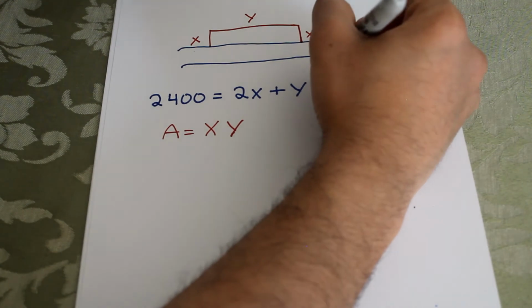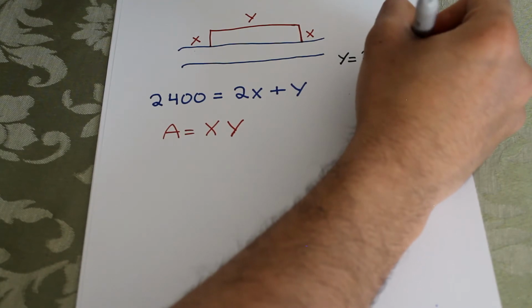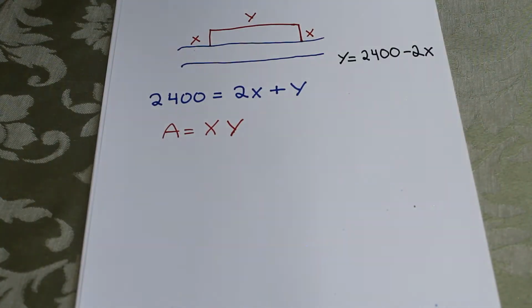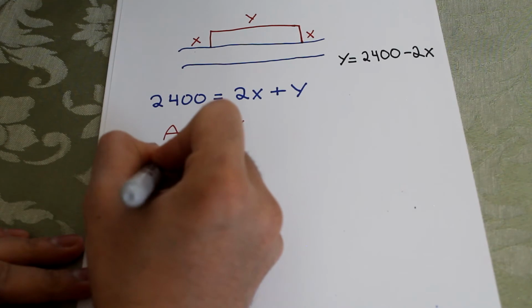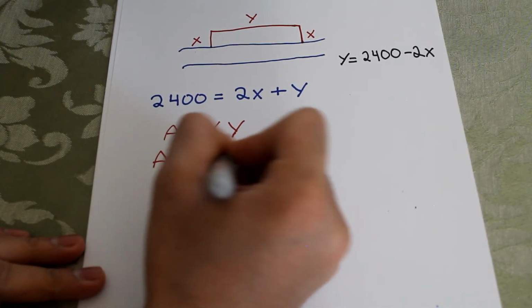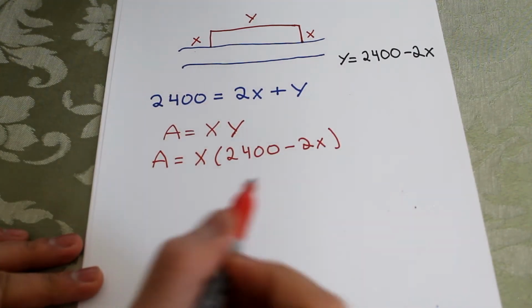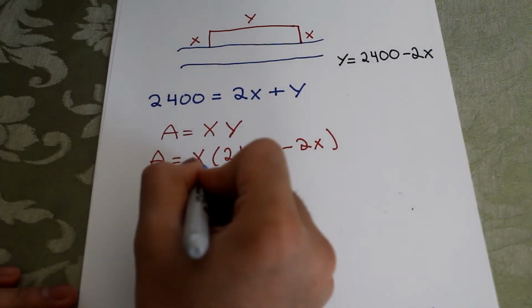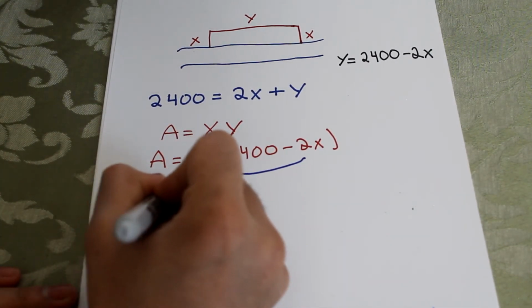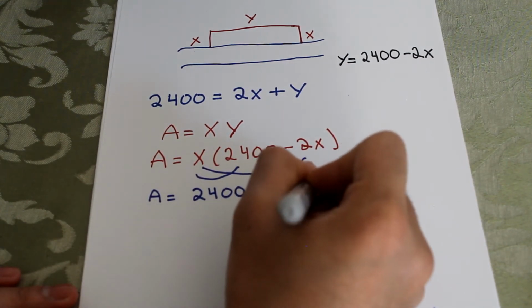So y is equal to 2,400 minus 2x. Let's just go ahead and plug in y is 2,400 minus 2x into the area equation. A equals x times 2,400 minus 2x. Now we can just go ahead and distribute the x. So A equals 2,400x minus 2x squared.